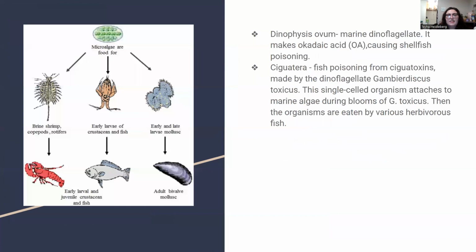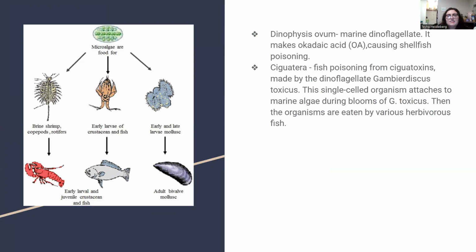And then these are just some effects. Dinophysis ovum makes an acid and it causes shellfish poisoning. Shellfish poisoning is when we consume shellfish that has been contaminated, and it makes us sick or the animal sick, and it causes a lot of diarrhea. That's mostly what it's about: diarrhea, stomach pains, things like that.